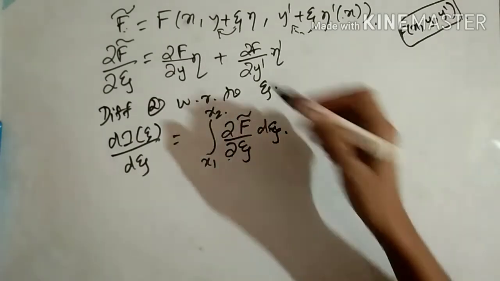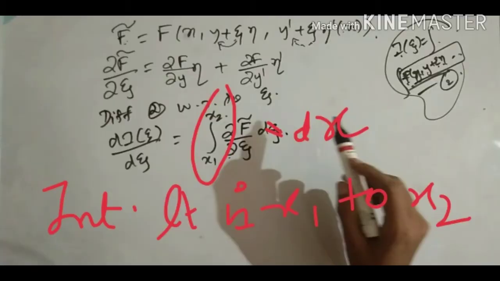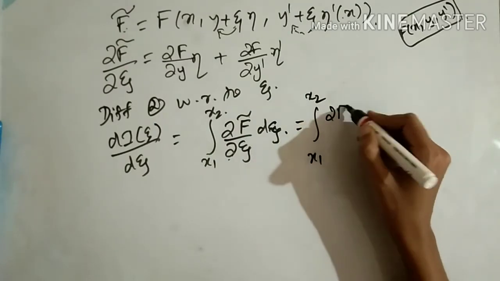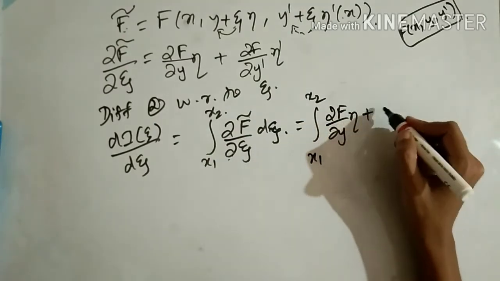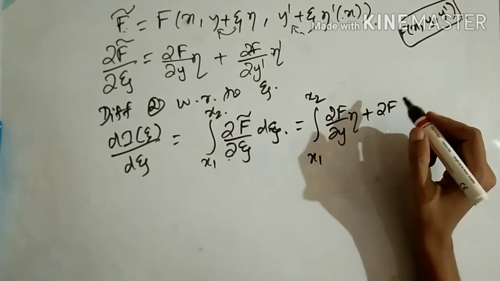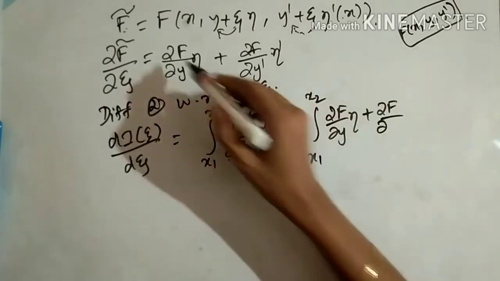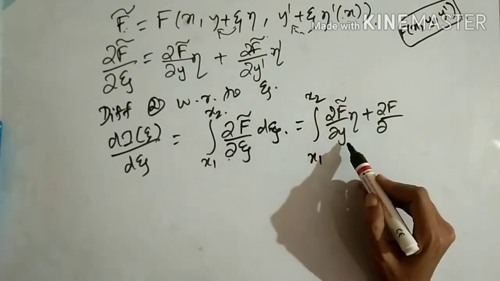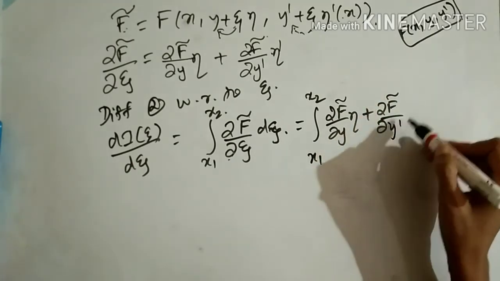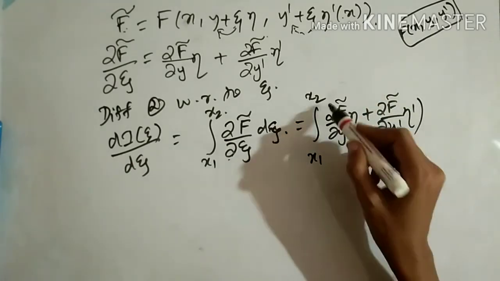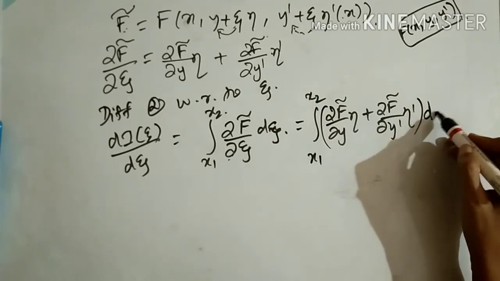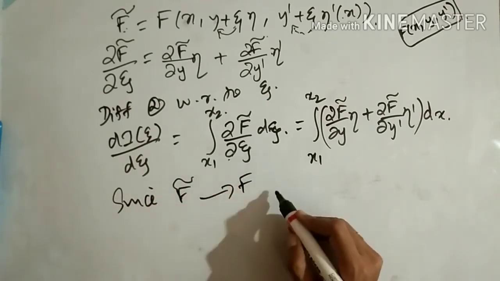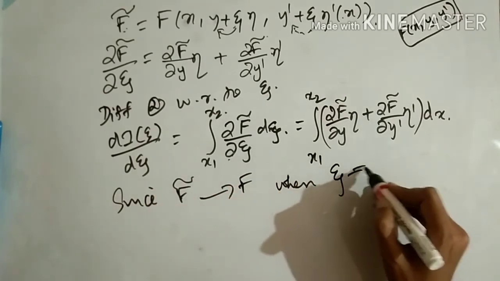Now you can substitute this value ∂f by ∂ε, that is integral x1 to x2. In this place you can substitute ∂f divided by ∂y times η plus ∂f, actually this is f tilde, right. So ∂f tilde divided by ∂y times η plus ∂f tilde divided by ∂y' times η' dx. Now f tilde will be f when ε tends to 0.